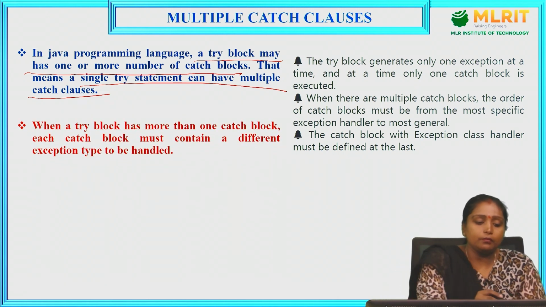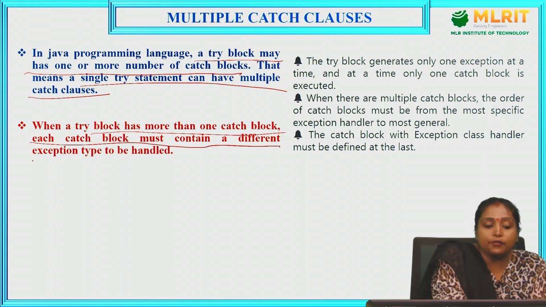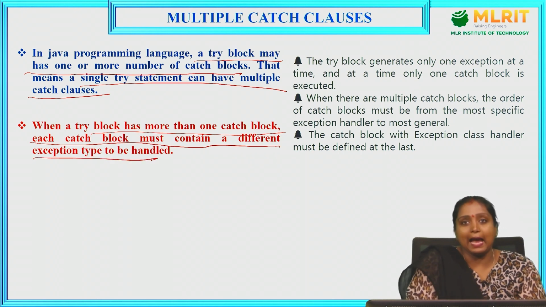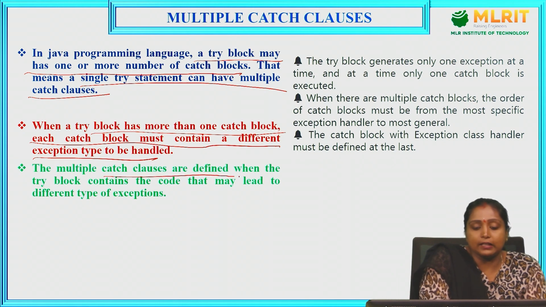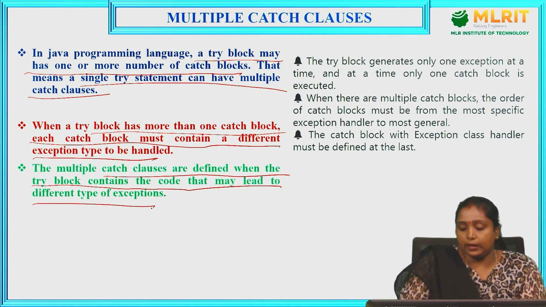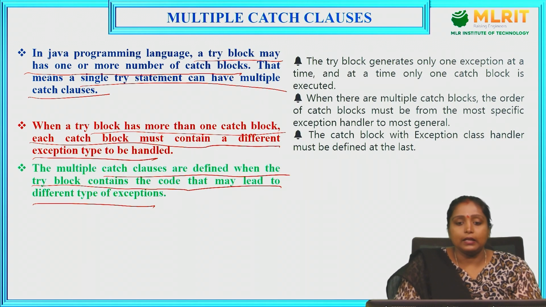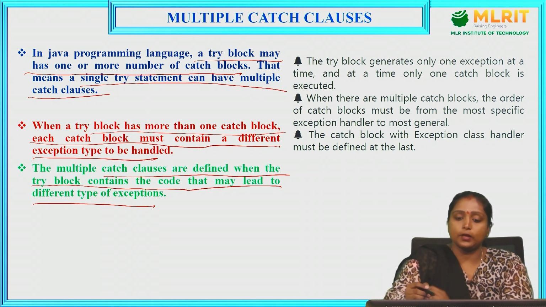When a try block has more than one catch block, each catch block must contain a different exception type to be handled. Multiple catch clauses are defined when a try block consists of code that may lead to different types of exceptions. Okay, so this is multiple catch clauses. So these are some note points you can have here.